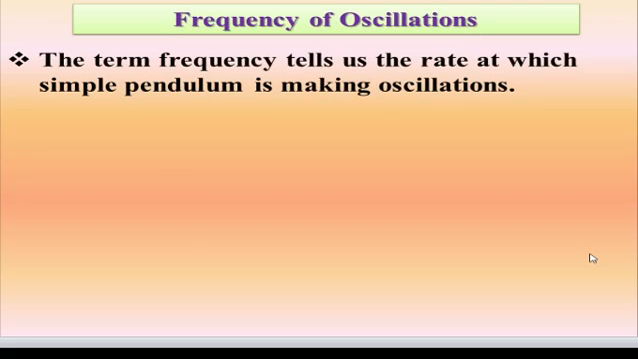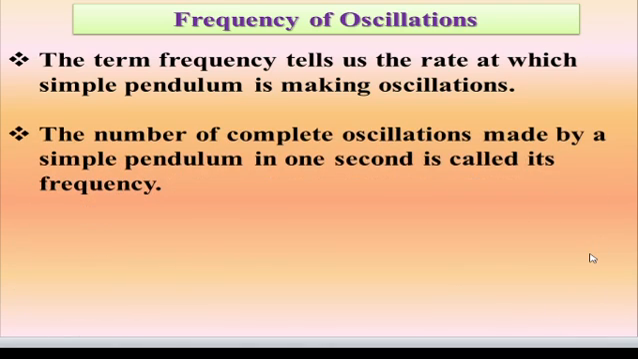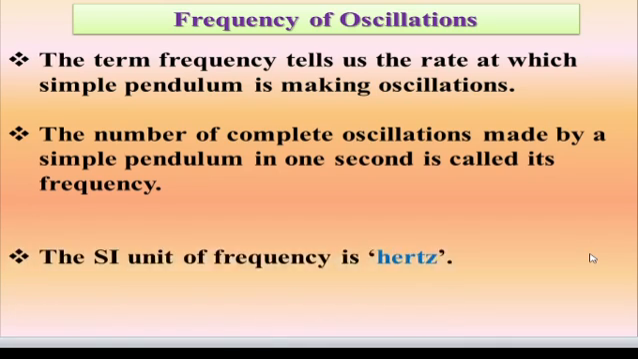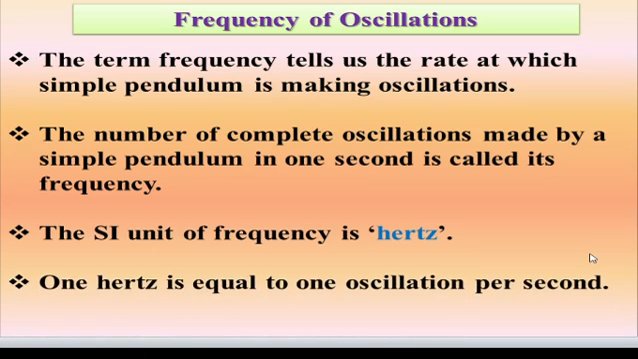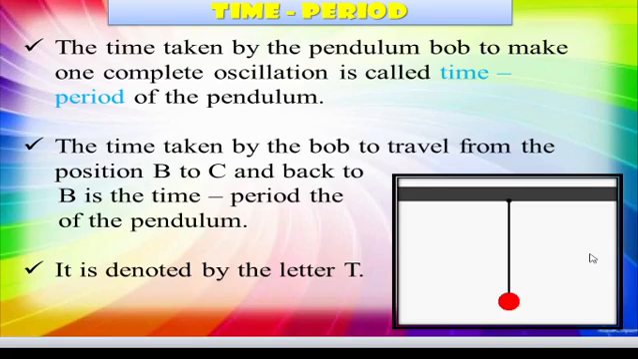Frequency of oscillations. The term frequency tells us the rate at which a simple pendulum is making oscillations. The number of complete oscillations made by a simple pendulum in 1 second is called its frequency. The SI unit of frequency is Hertz. Very important. The SI unit of frequency is Hertz. 1 Hertz is equal to 1 oscillation per second.